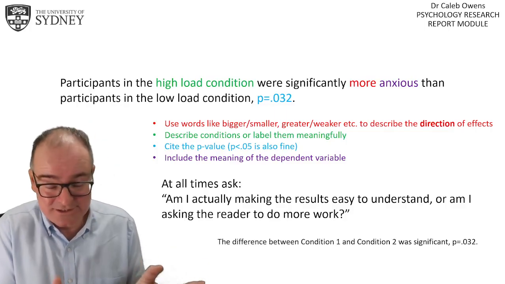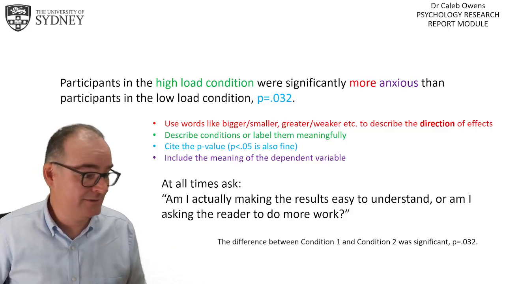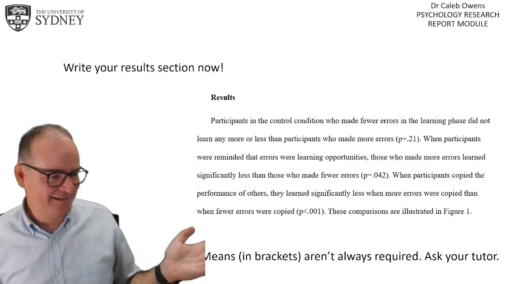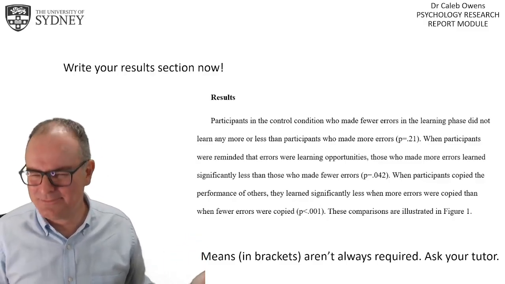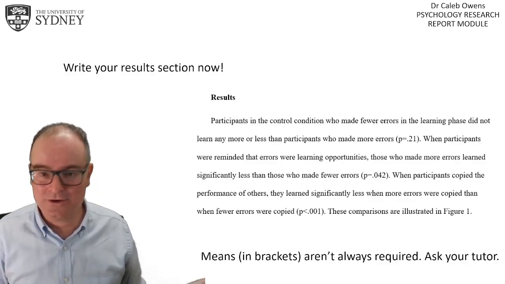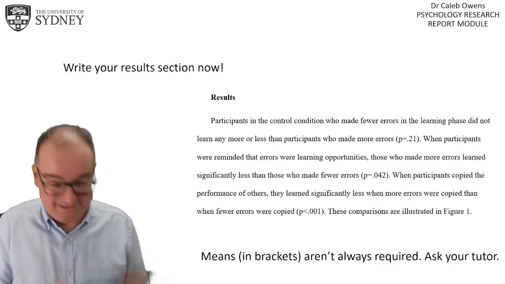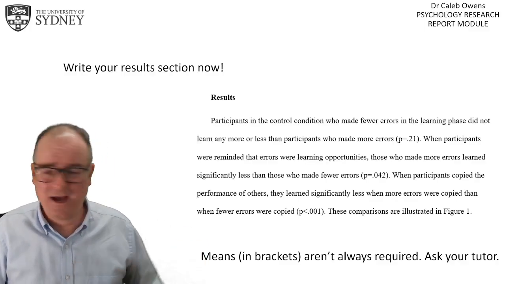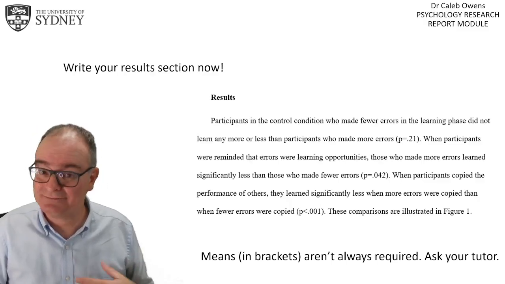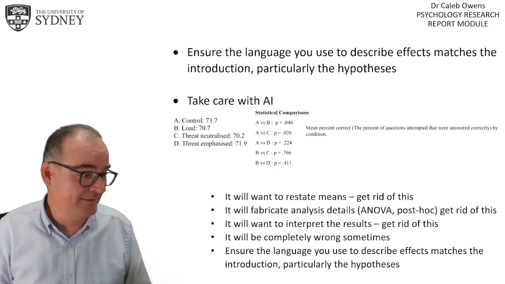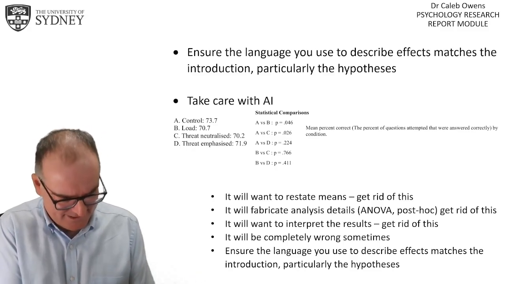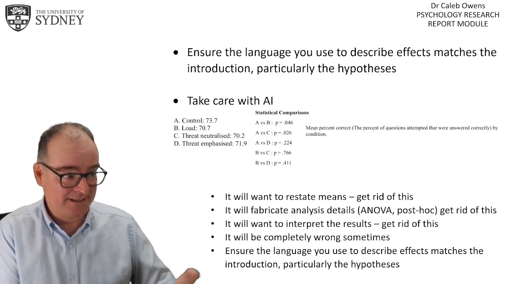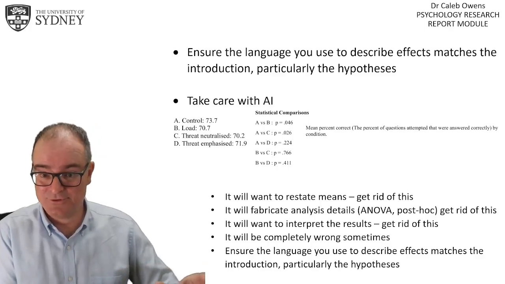A lot of results sections are short, but you can see a lot of work goes into each sentence. This is an entire results section, one sentence per p-value. If you've got more p-values to report, you're going to need something a bit longer, but that is an entire results section without a graph. And as I've said a few times, I don't require means. Ask your tutor if they require means for that particular assignment. To repeat this, ensure the language you use to describe the effects matches the introduction, particularly the hypotheses. Do them in the same order.